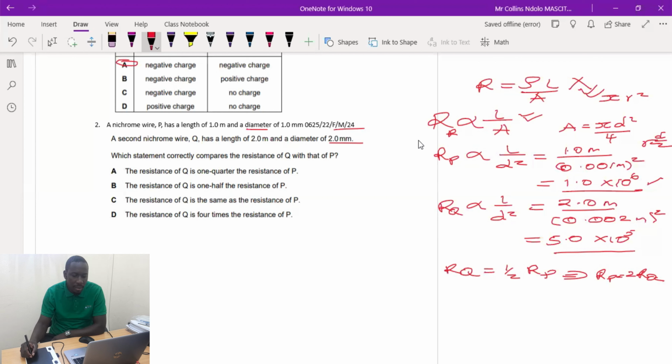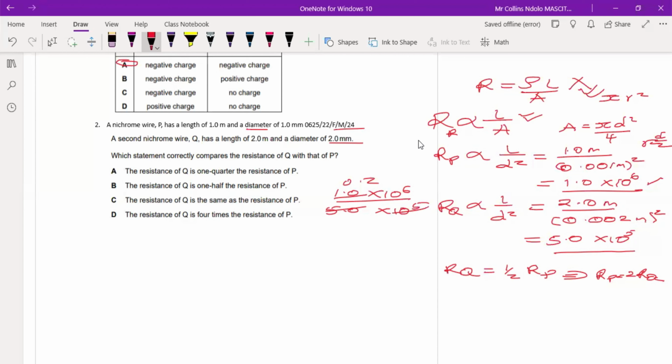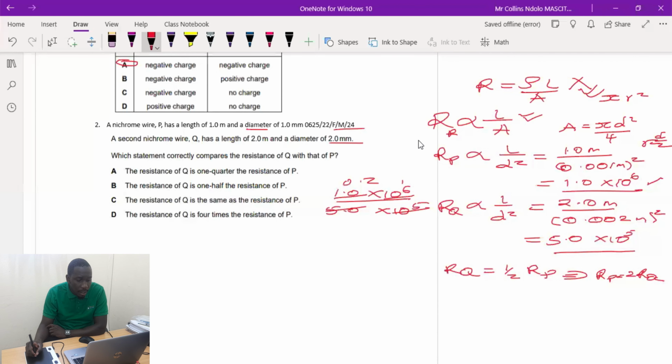You can confirm that. Someone is wondering, how am I getting that? Just take 1.0 times 10 power 6 divided by 5.0 times 10 power 5. So 5 goes here, that is 0.2, while this goes there 10 times, that is 2. So that is where the half or 2 is coming from.